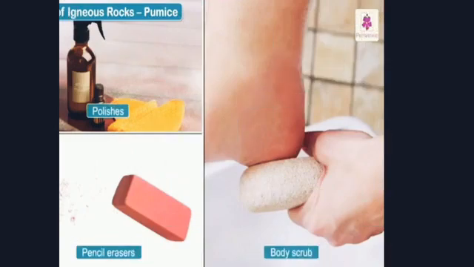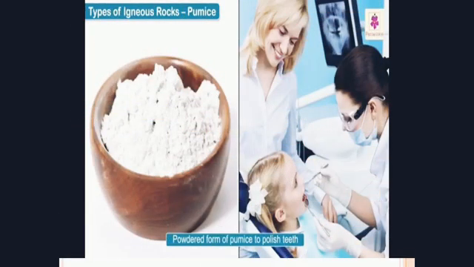Pumice is light and used to polish furniture and floors. It is also used in polished pencil erasers and as a body scrub. Dentists use a powdered form of pumice to polish teeth.